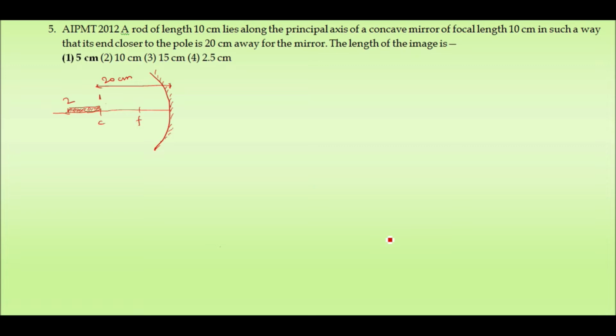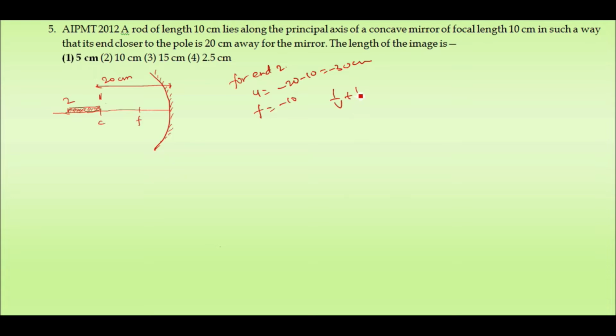So clearly in this case we may say that it's a case of longitudinal magnification, and also one end of the rod lies on the center of curvature, so the image of that end, which is denoted by 1, will be formed at the center of curvature. Now we will form the image of end 2. For end 2, u is the distance of object, and it is equal to minus 20 minus 10, that is minus 30 centimeter, and f is equal to minus 10.